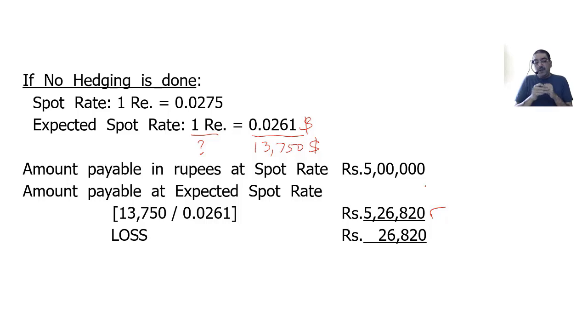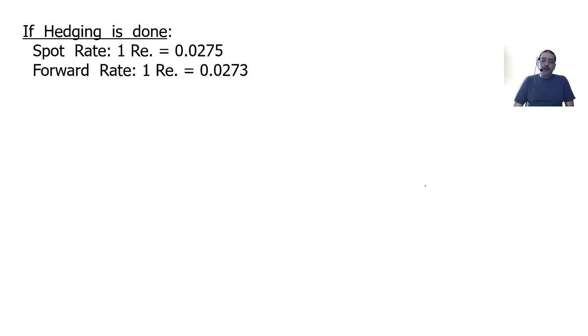Okay. Now let us see, if hedging is done, then what happens? Loss is not eliminated, but loss is reduced. By how much? That is my concern. Is that going to be beneficial or not? That is my concern. Okay. So second I will take, if hedging is done. What are the two combinations here? Spot rate and forward rate. Spot rate 1 is equal to 0.0275 and forward rate 1 is equal to 0.0273.